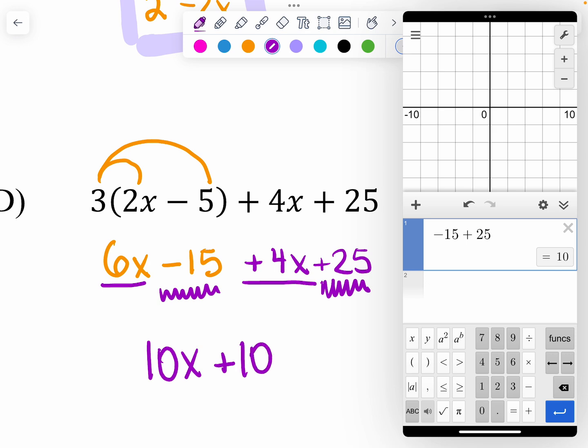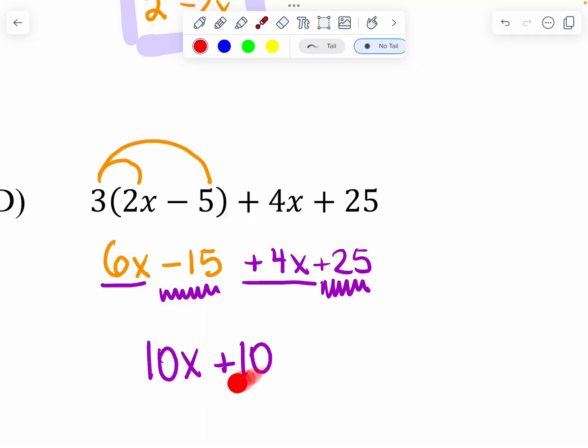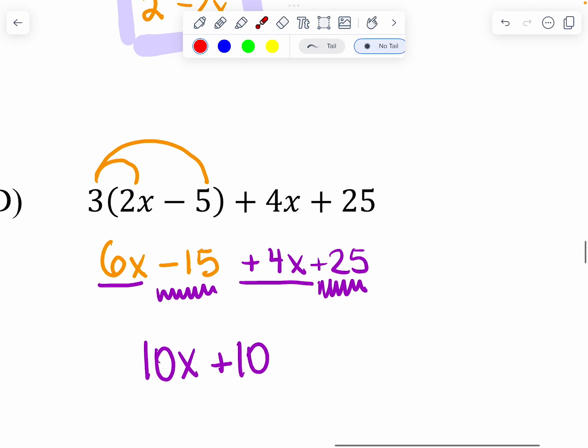You can use your calculators. You can use your brain. 25 minus 15, if you think about it in the different order, is 10. So however you're thinking about it. These are not combinable. Letters, numbers, different things. And so that's your correct answer there.